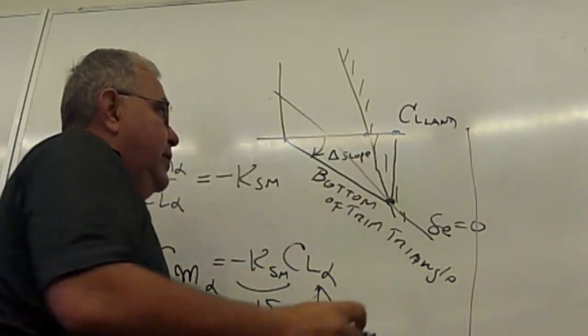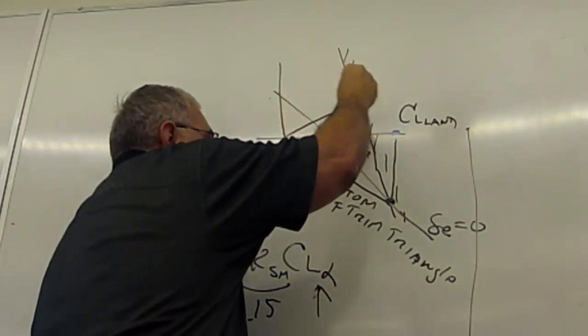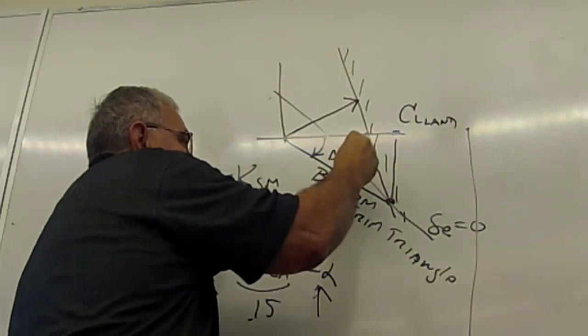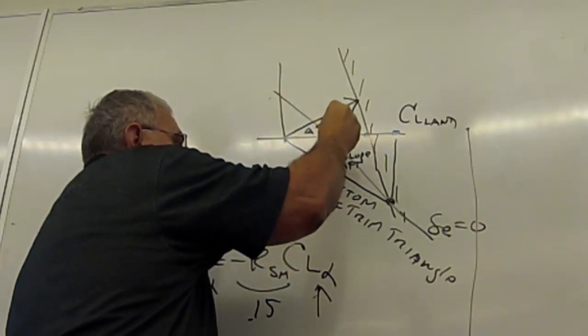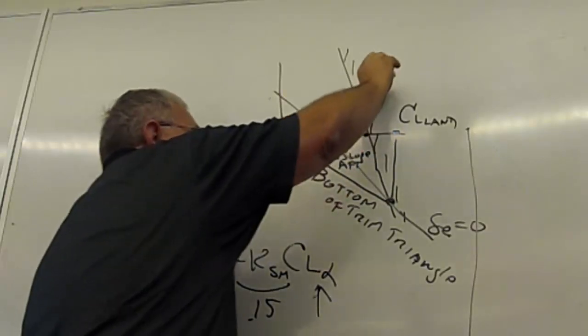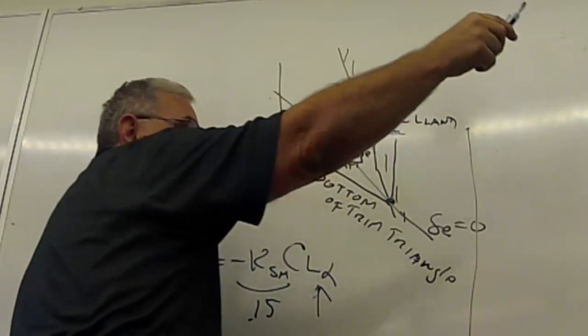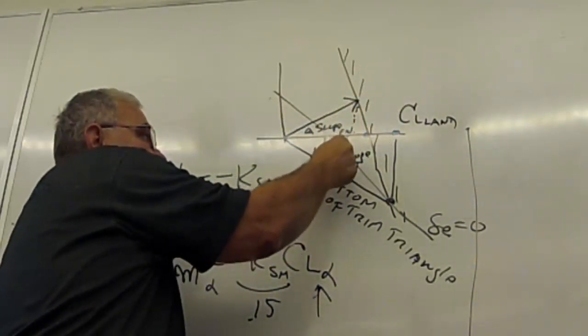Where's the top of the trim triangle? Well, the top of the trim triangle is how far can I move the CG forward. So this is the delta slope aft, and this is delta slope forward. And that means that if I move the CG forward by that percent from what's given down those charts, I'll have to go faster.